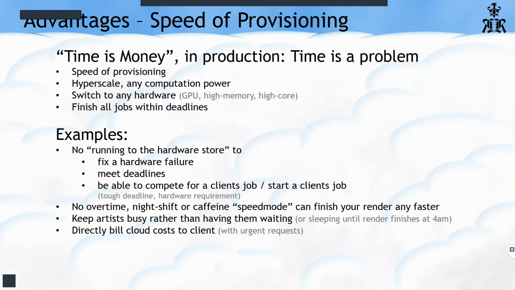And one advantage is that you can directly bill cloud costs to the clients, because clients, I don't know why, but they always think rendering is for free. You have the machines, so why do we have to pay for rendering? If I want to re-render the shot, just click on render and it's done.